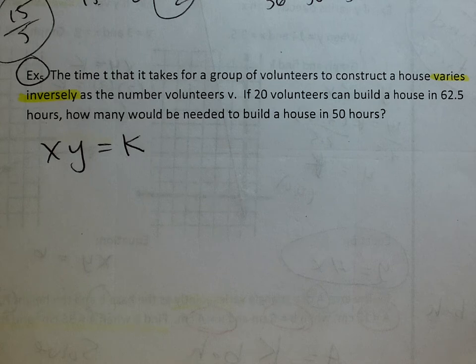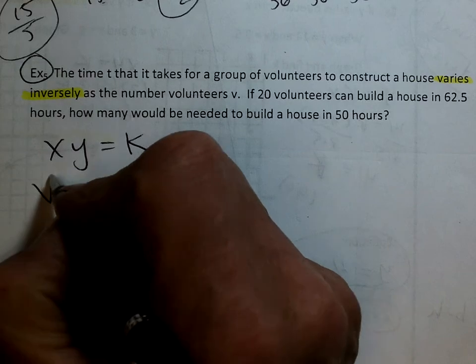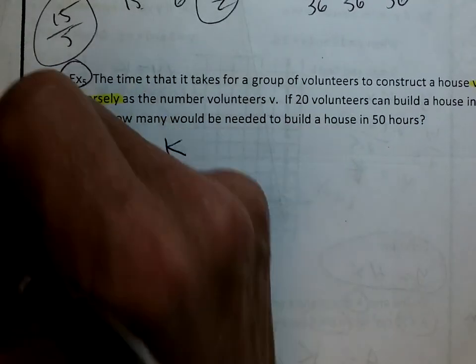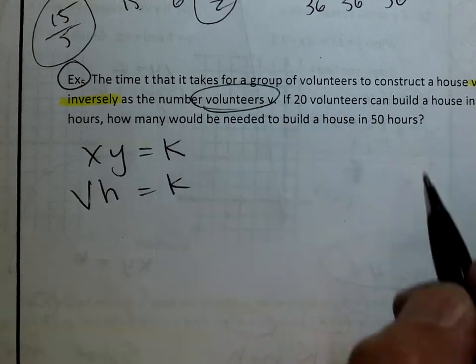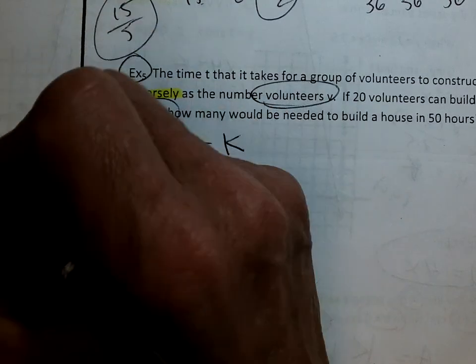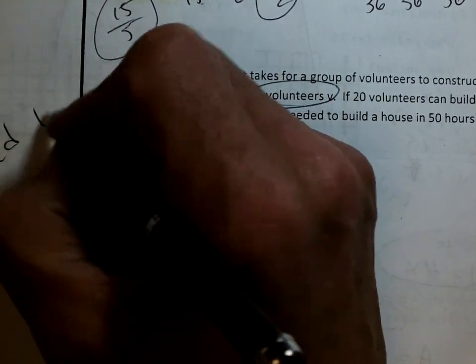volunteers and hours, right? So instead of xy, I'm going to use v h equals k because I'm talking about volunteers and I'm talking about hours. Same equation, different variables, right? So our first step was to always find k, right? So let's find k. Step 1, got to find k, all right?